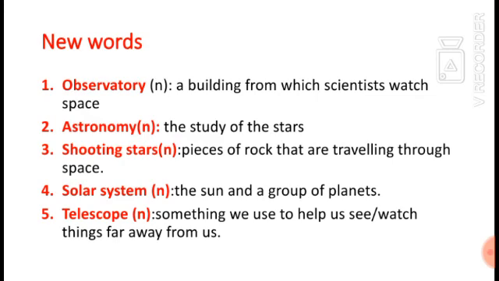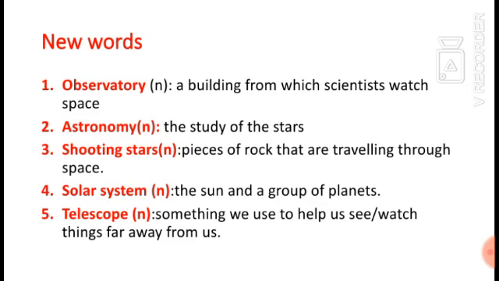Number 1, observatory. Observatory, noun, means a building from which scientists watch space. Number 2, astronomy. Astronomy, noun, means the study of the stars. Number 3, shooting stars. Shooting stars, noun, means pieces of rock that are traveling through space.